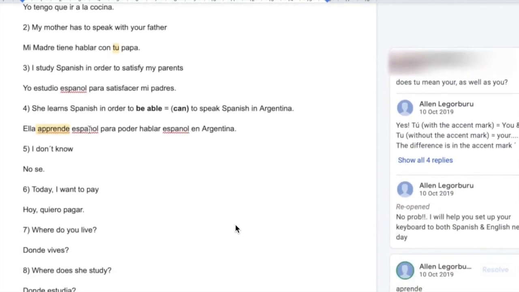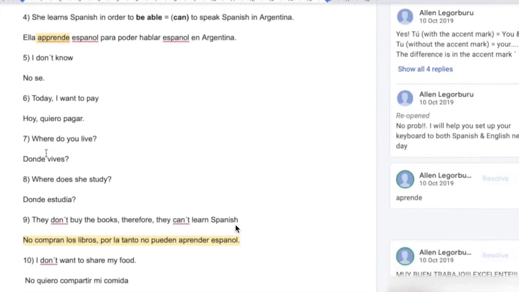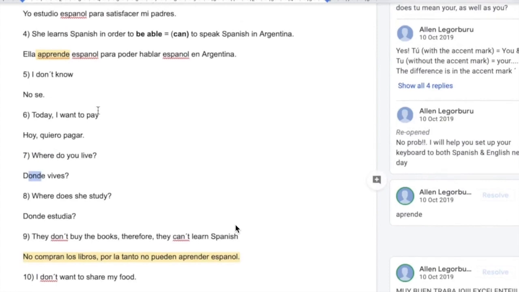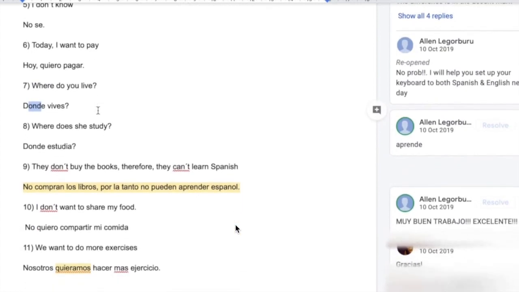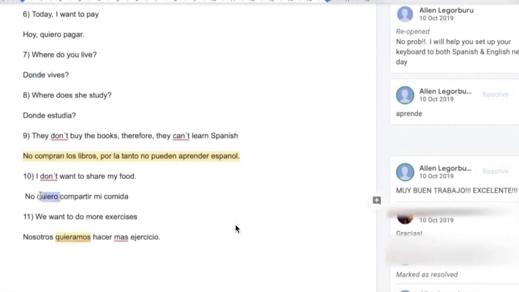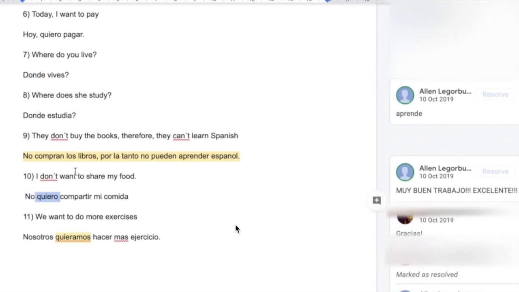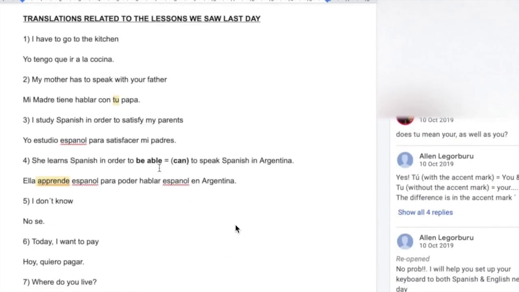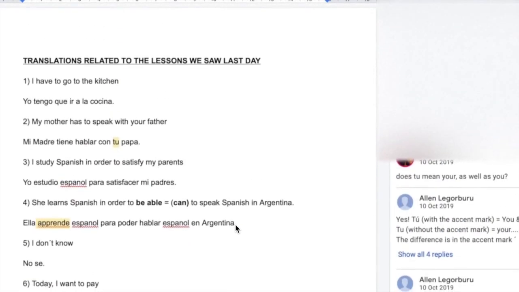I also taught on this week the verb to know, other important verbs like, for example, to learn, the preposition para, some interrogative pronouns like where, donde, and they start learning, as I said, through translations. The verb to want, querer. I teach them also how to build negative sentences, and that was the beginning of the beginning.